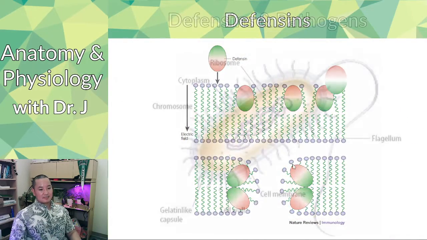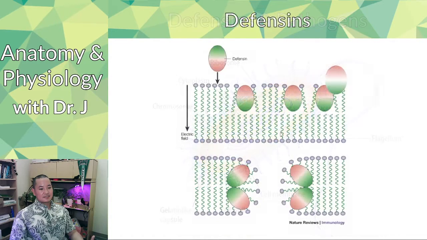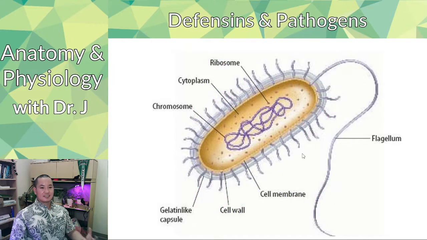And so back to our defensins, what do they do? Again, they're doing something very similar to detergents. They're not phospholipids like we see with the other detergents, but what they do is, again, poke little holes in the membrane of a pathogen.